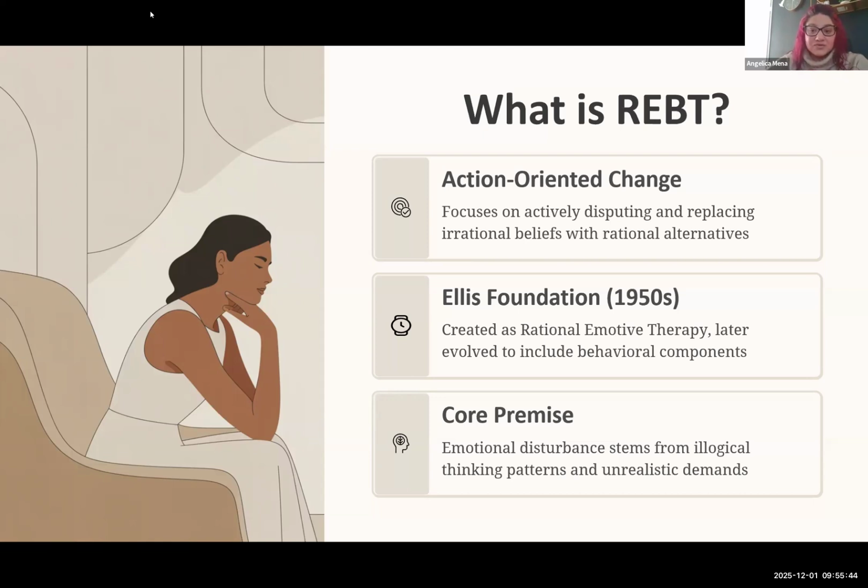REBT was formally established in the 1960s, as I think I mentioned in the previous slide, by Ellis. At its core, it's a very simple strategy, but it can be really powerful, right? For people to recognize their thinking patterns and the unrealistic demands that sometimes people place on themselves, which we'll talk about in other slides more in depth. But he really believed that that was the core of pathology, right? Just these illogical, irrational thinking patterns that we have.